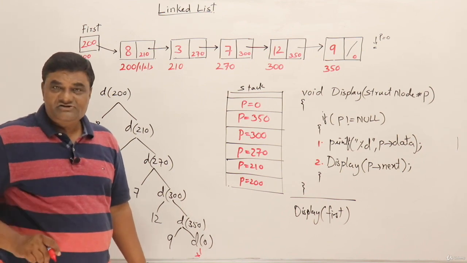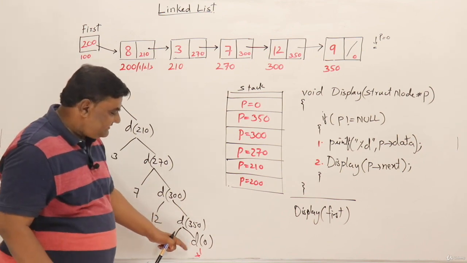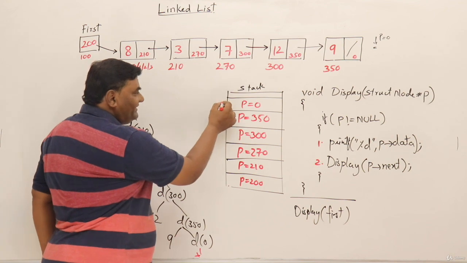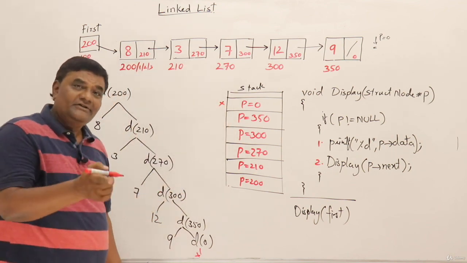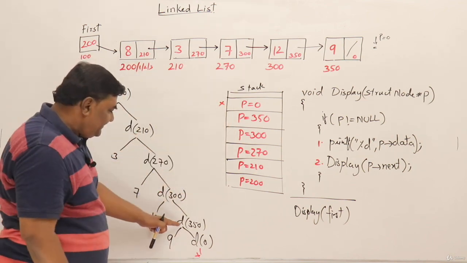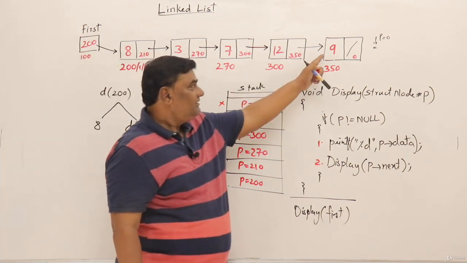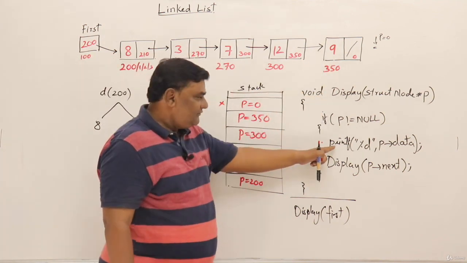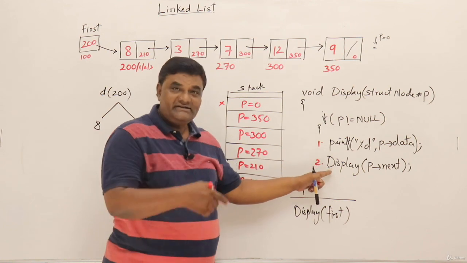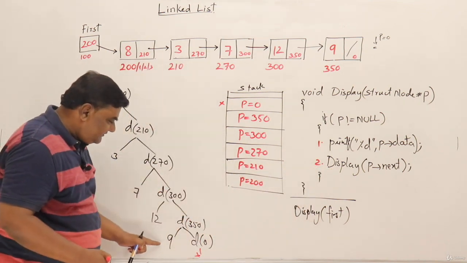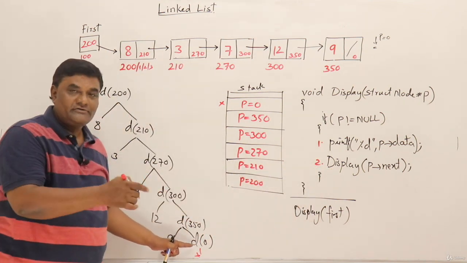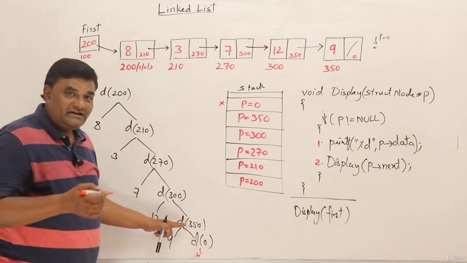Now as this is recursion, when this call has terminated, its activation record is deleted. Then it will go back to the previous call. Previous call was for this node 9. So the value was printed and it went on to the next node also. Work is over. So this function has finished.